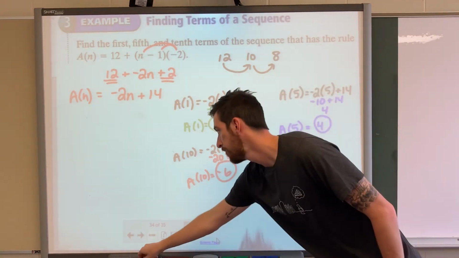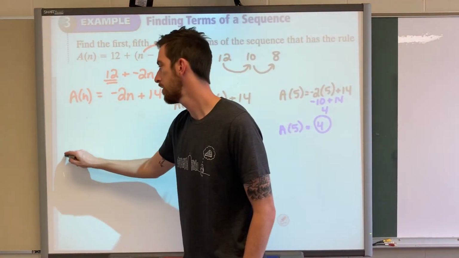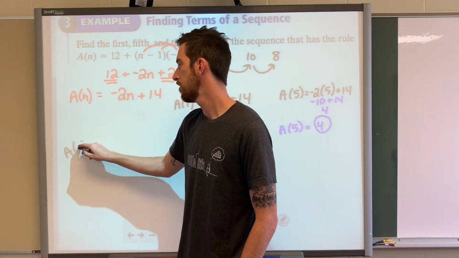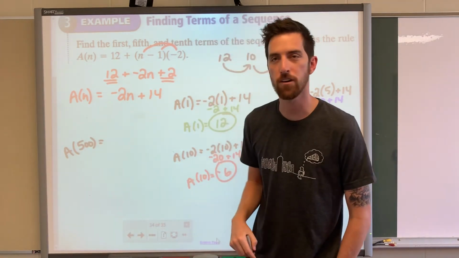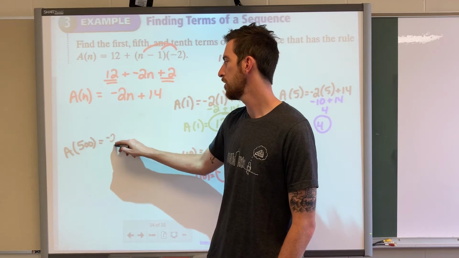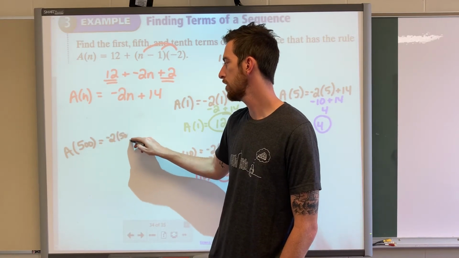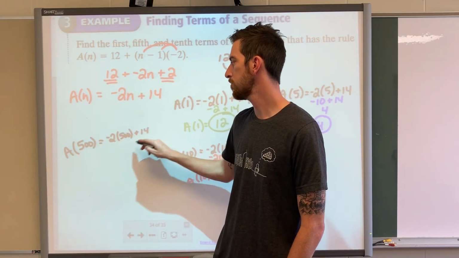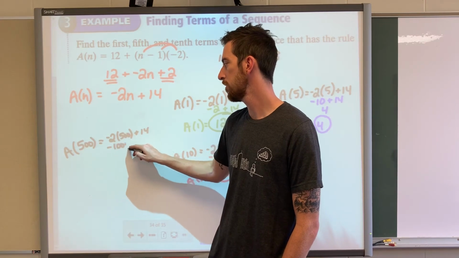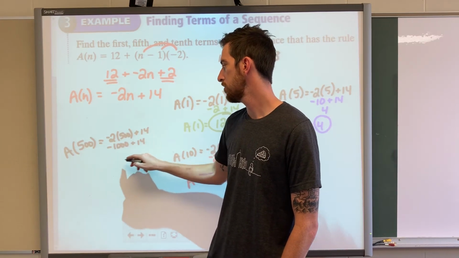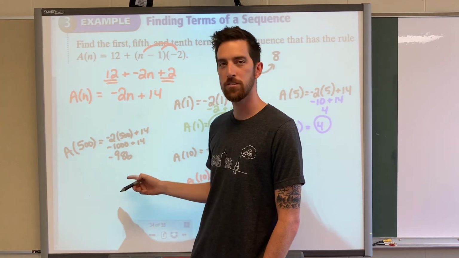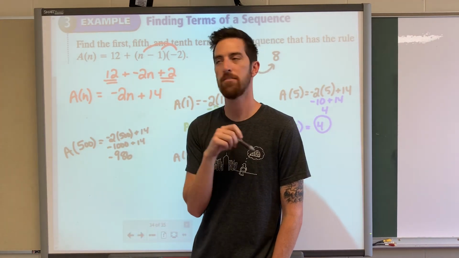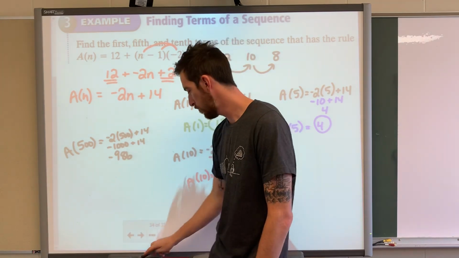If I said, what is the 500th term, you don't have to draw 500 arrows. Negative 2 times 500 plus 14. So we'd have negative 1,000 plus 14, which is negative 986. How much easier is that than having 500 arrows? Way easier.